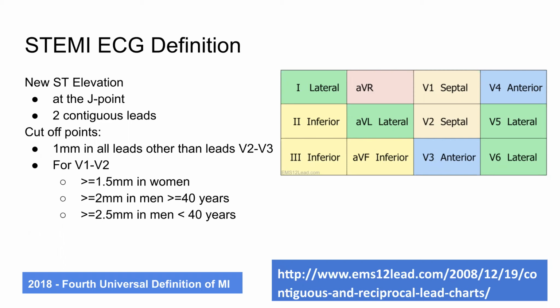The cutoff point generally is 1 millimeter. 1 millimeter is one small box. In all leads except V2 and V3.